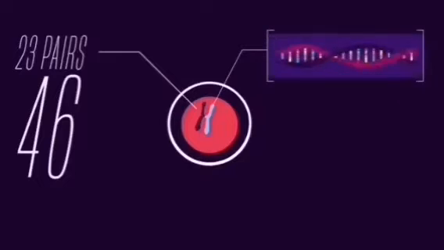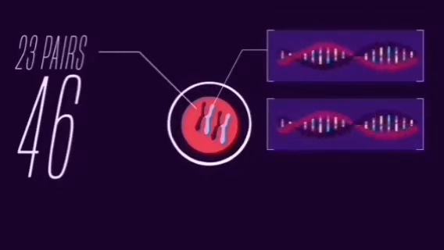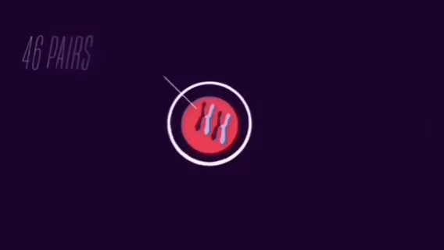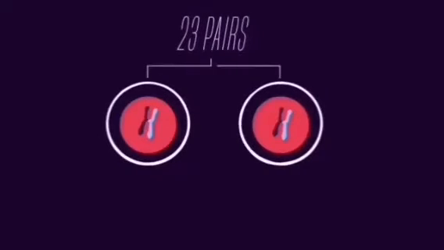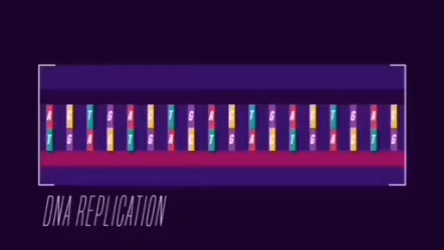During cell division, the DNA in the chromosomes is copied or replicated to form 46 pairs, double the number of chromosomes. These pairs split apart when the cell divides to form two new daughter cells, each having the correct number of chromosomes. The splitting apart of the chromosome pairs happens during a stage in cell division called mitosis. Let's take a closer look at DNA replication.